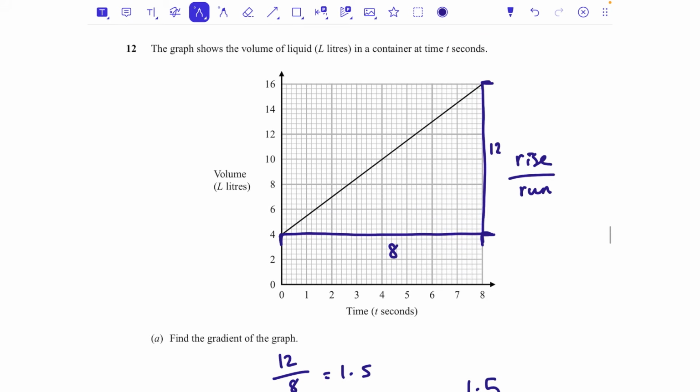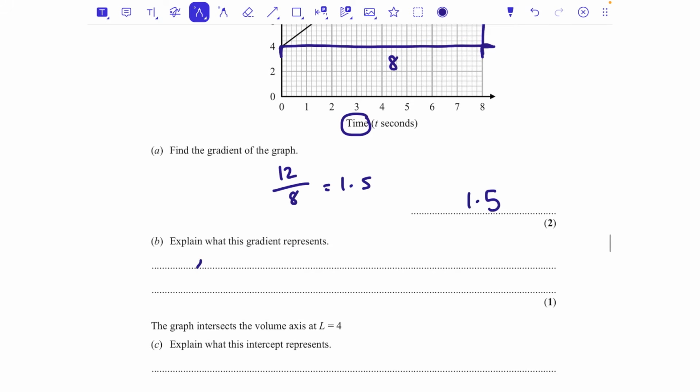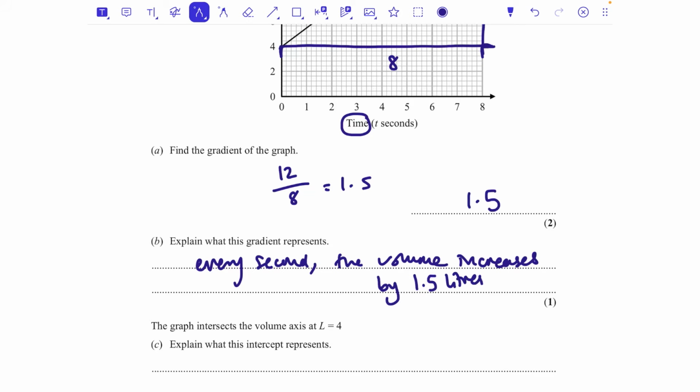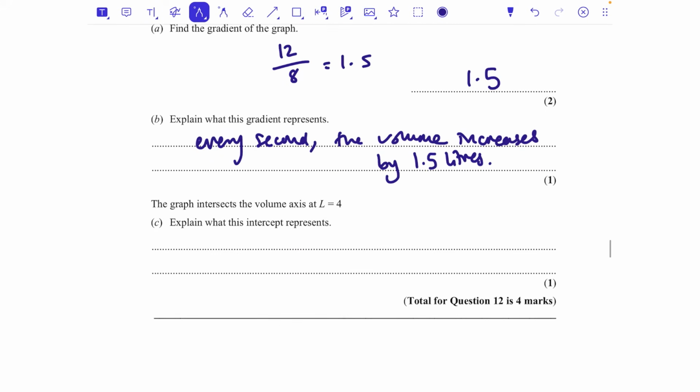Explain what this represents. Well, every 1 across is 1 second. And up the side, we're filling up a container, and this is the volume increasing. So I'm going to say every second, the volume increases by 1.5 litres. Every time we go across by 1, every second that's added, we're going 1.5 higher, which means we're putting 1.5 extra litres in the tank or in the container.